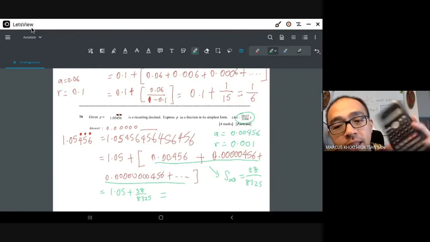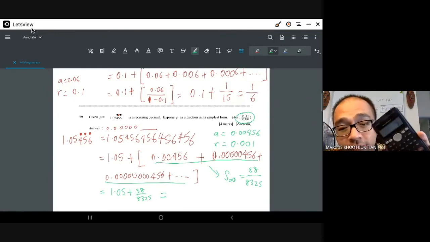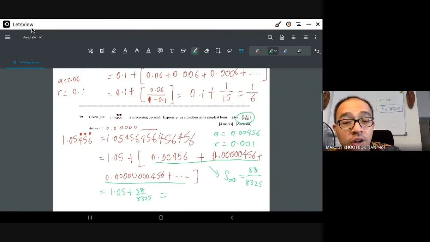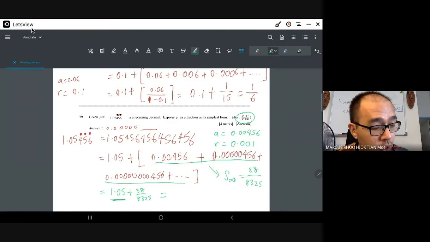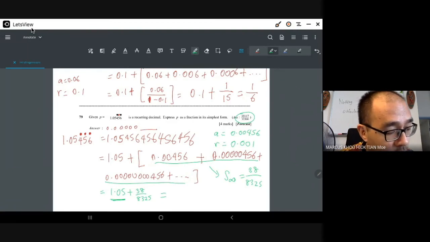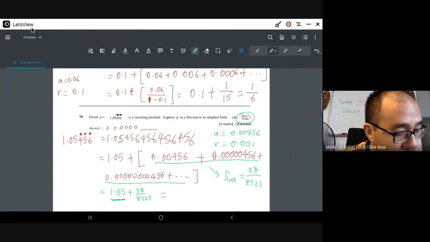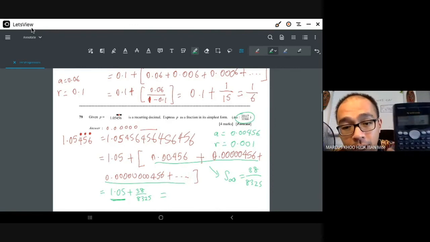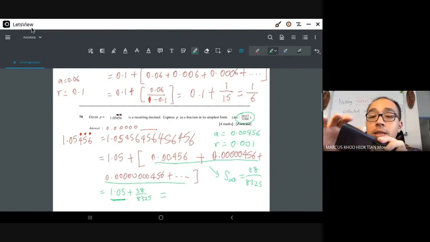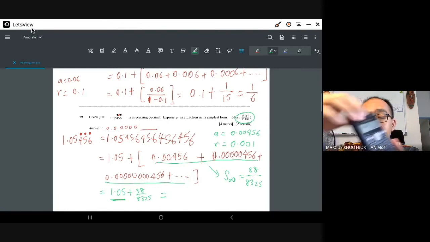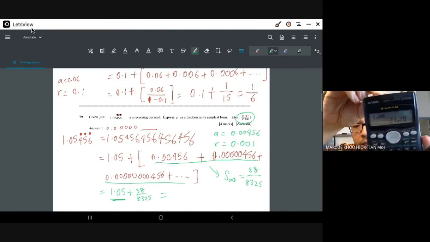But if you're using my calculator, which is just the MS series, what you will need to do is change the 1.05 to become a fraction. This is how you do 1.05. Then you just press ABC. When you press Shift ABC, you will get 21 out of 20.